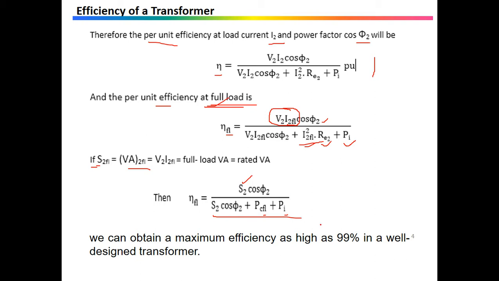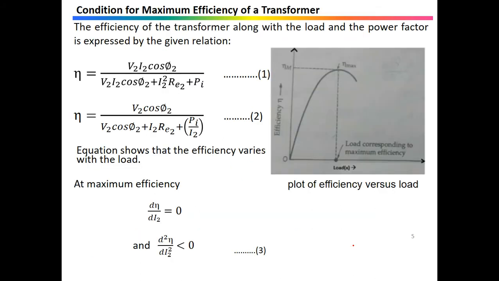Now as we know, in a transformer there is no rotational part, so there are no rotational losses such as windage and frictional losses as in a rotating machine. Therefore we can obtain a maximum efficiency as high as 90% or more if we design a transformer in a well-formed way. Now let us take what is the condition for maximum efficiency.